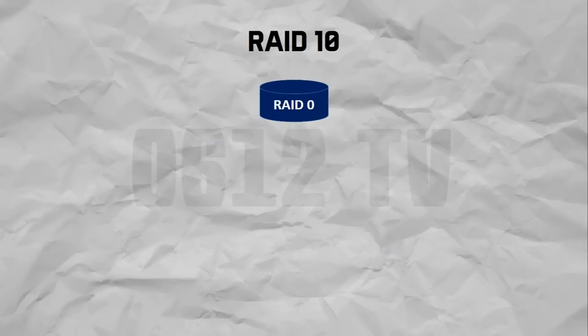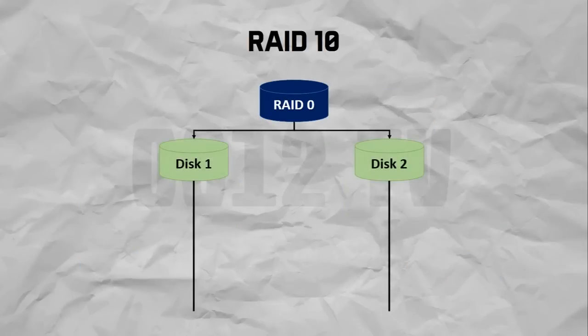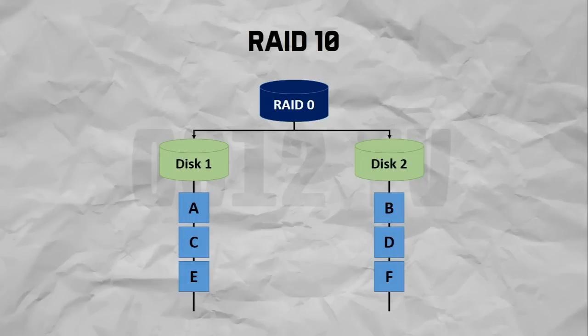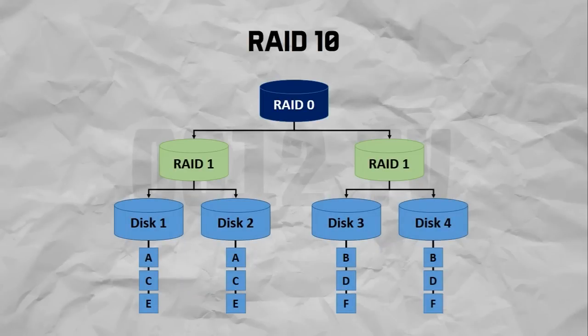The top RAID 0 array is just going to see 2 disks. Of course, then it makes sense to say that the data is actually striped across the 2 disks. However, if we were to delve deeper, we'll realize that these are actually RAID 1 arrays. And what this means is they contain at least 2 disks with mirrored data across them.